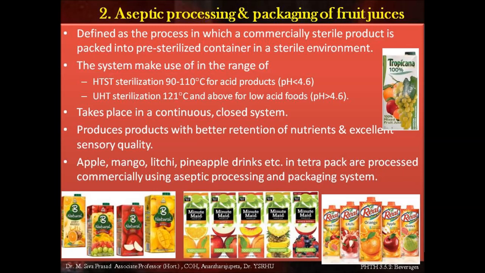Lower pH, lower temperature. So what is the critical pH? 4.6. 4.6 and above is optimum for the growth of bacteria. Less than that is not suitable for the growth of bacteria. Just remember this aspect, right? So higher the pH, higher the temperature. Lower the pH, lower the temperature.